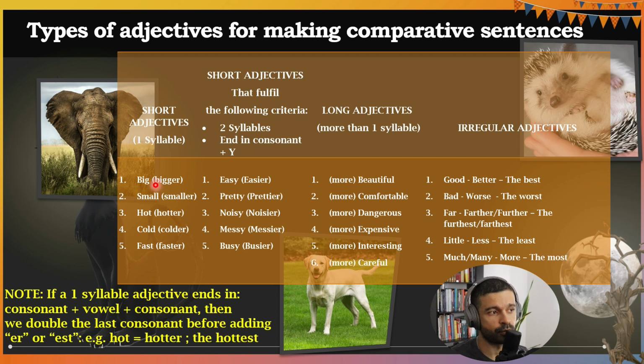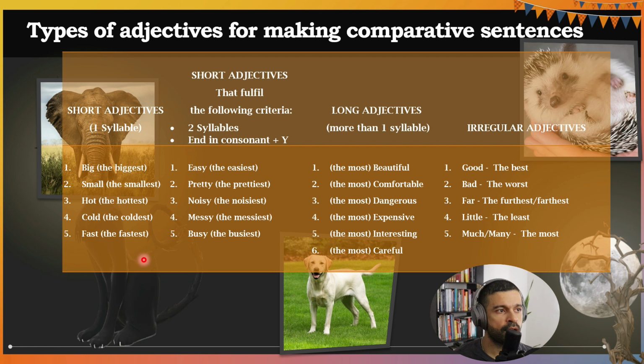And this also happens with big because it is a short adjective. It has only one syllable and it ends in this pattern, consonant, vowel, consonant. That's why when we add ER, we double the last consonant. That happens only for short adjectives that end in this pattern. Here we have the superlative form in parentheses. All right, you can stop the video to check it out.